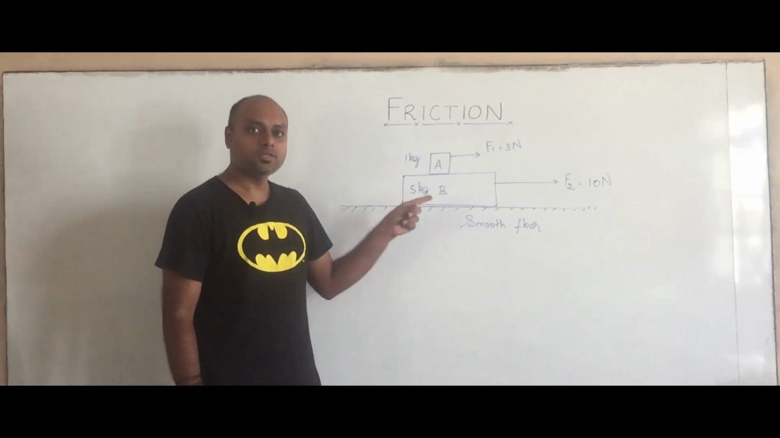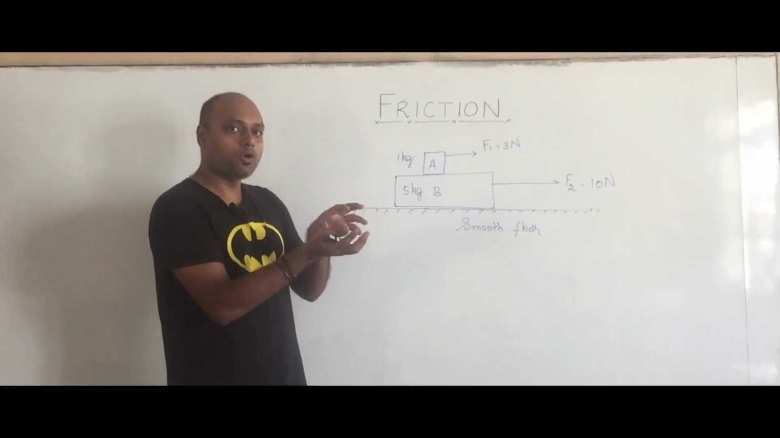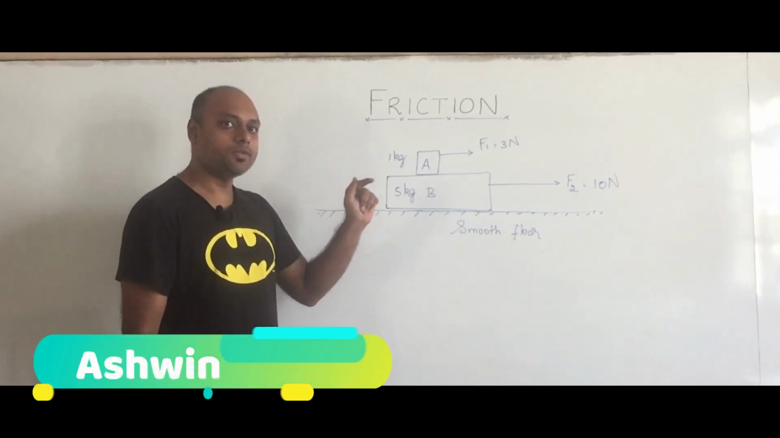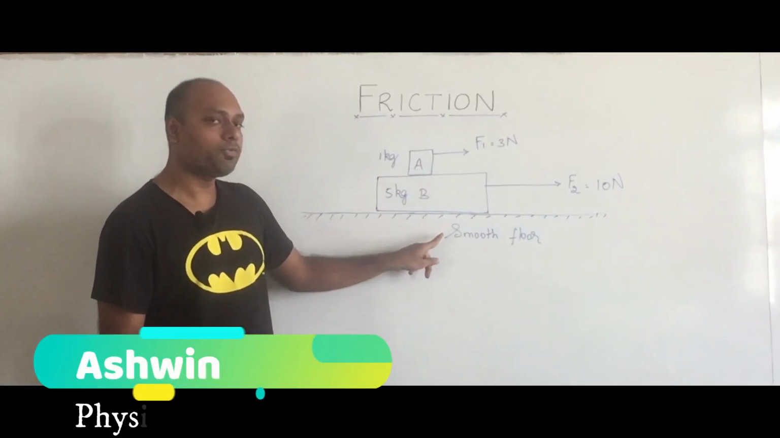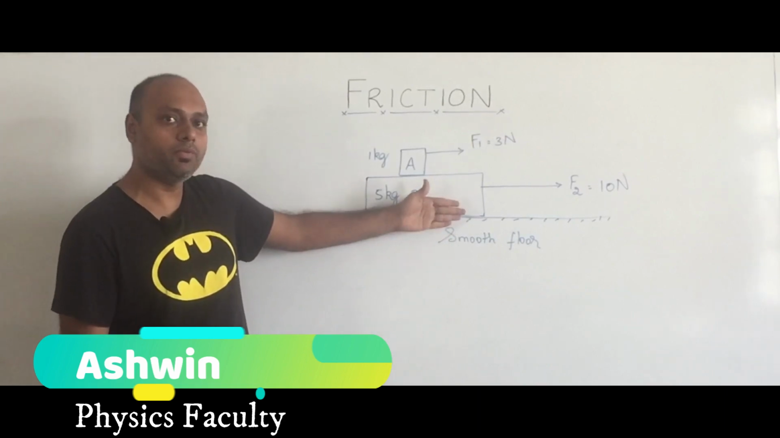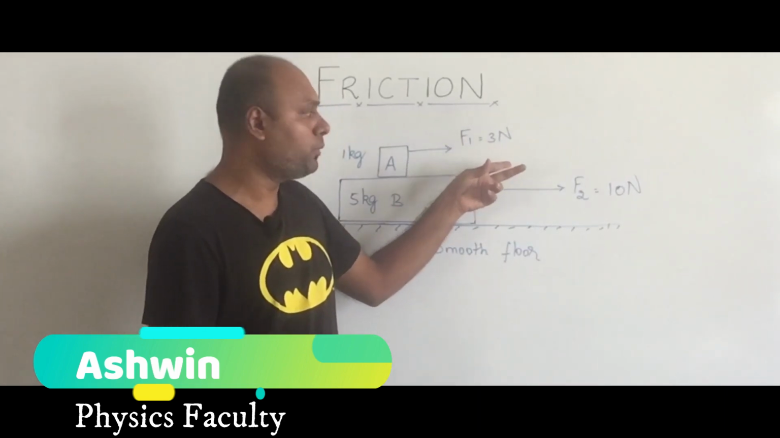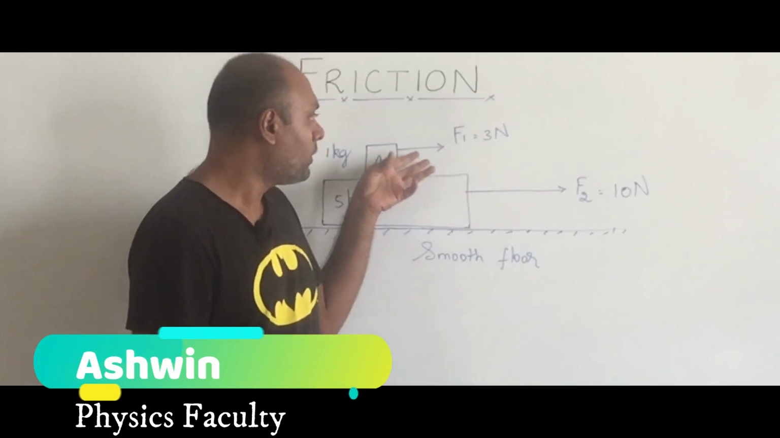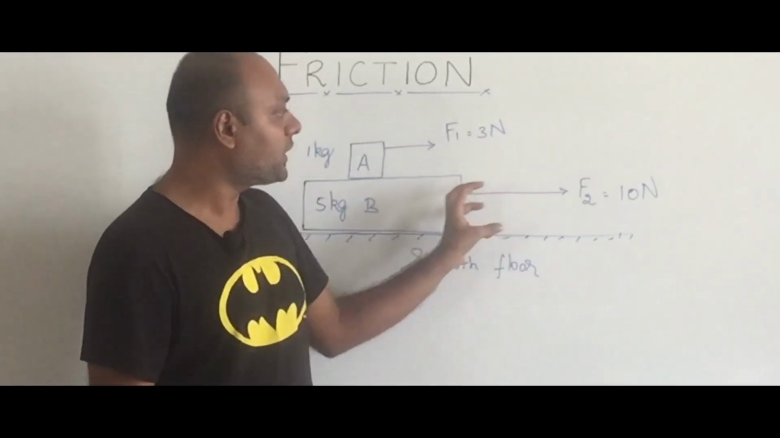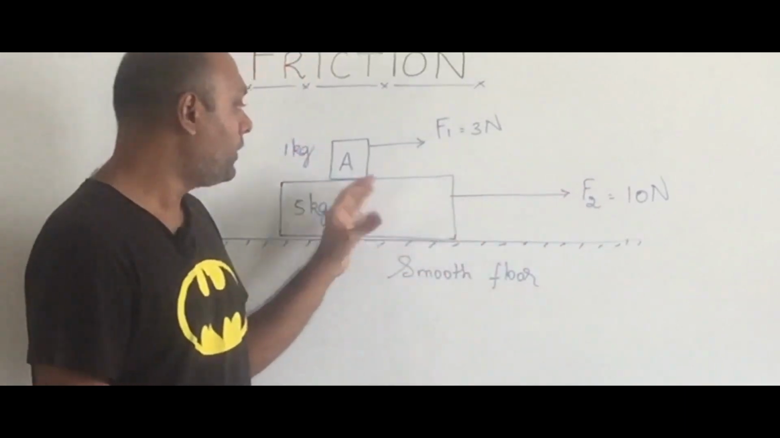Hey guys, now that's a new situation. Now there are two blocks in contact, block A and block B. There is roughness between the two blocks, but the floor is smooth. That is, there is no friction force between block B and the ground. Now note that there are forces applied on both the blocks. On block A there is a force of 3 Newton, and on block B there is a greater force of 10 Newton.